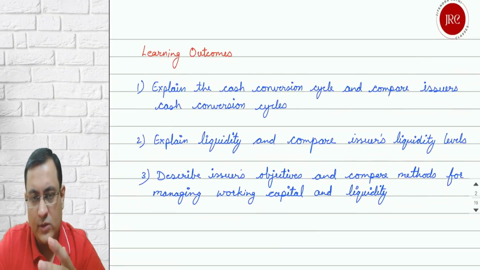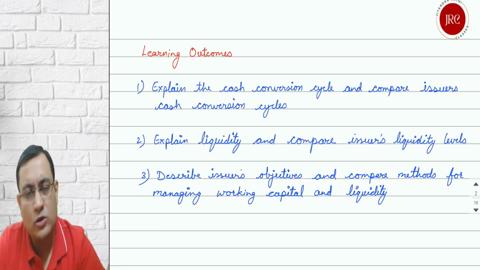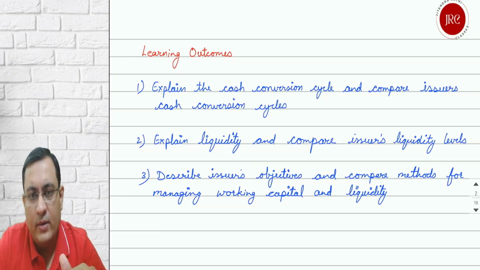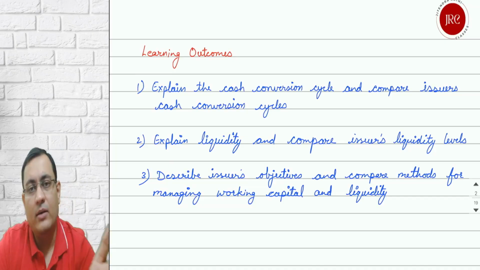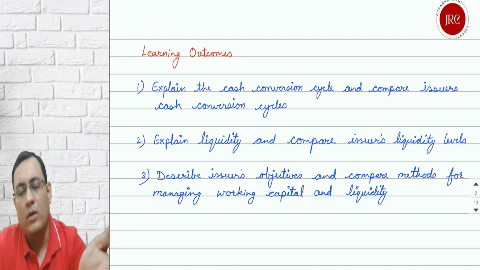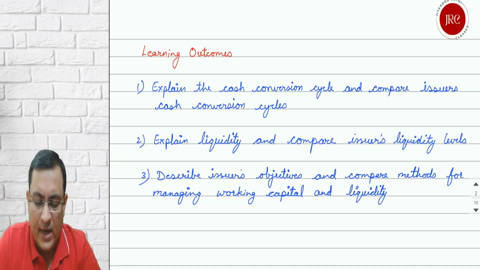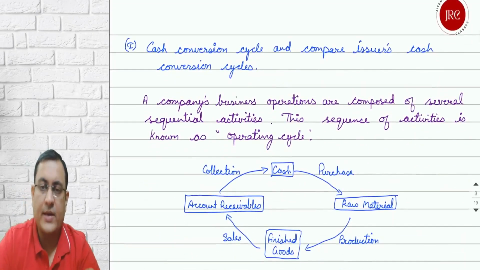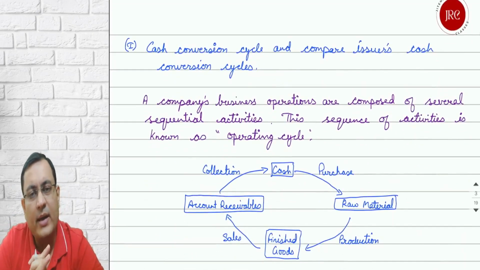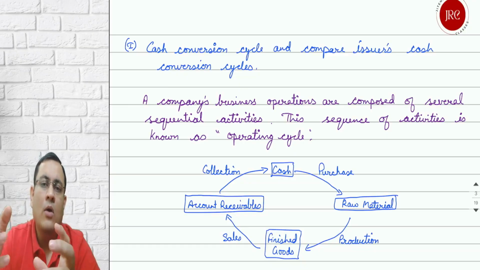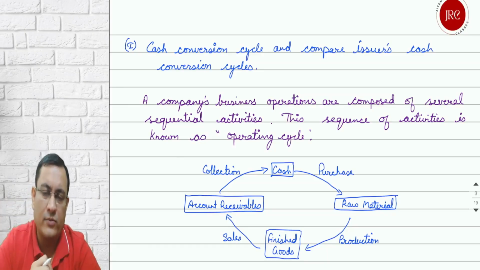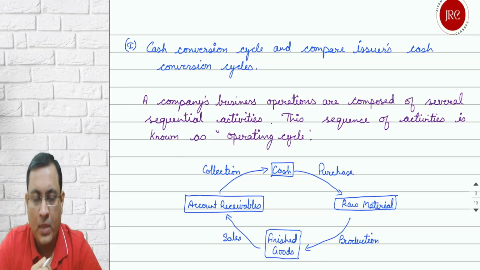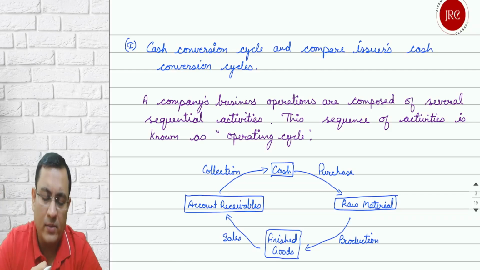First, and in this video, I am going to target the first one, that is, explain the cash conversion cycle, also called the operating cycle, and comparing various issuers' cash conversion cycle, whether a longer cycle is better or a shorter one. So let's start with the definition part. What is the cash conversion cycle or operating cycle, and why is it important, and how various activities of the business are going to impact our cash conversion cycle or operating cycle. So first of all, the definition part.